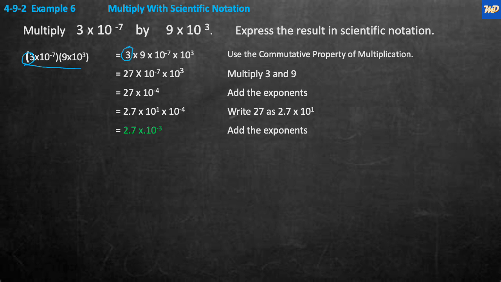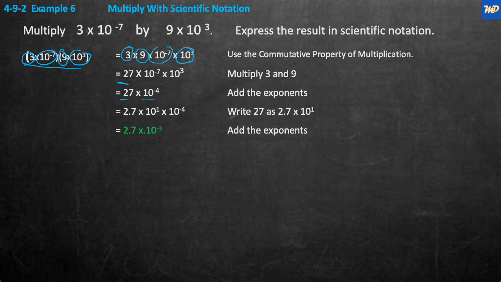And times 9, well, we jumped over here because multiplication you can do in any order you want. So we grab the 9 right out of here, put the 9 here, and then we've got the times 10 to the minus 7. Here's 10 to the minus 7 right here, and here's 10 to the third right here. So we put them in our own order. So we got 3 times 9 is 27, and then 10 to the minus 7 times 10 cubed. You add the exponents, so it's minus 7 plus 3 is minus 4. So it's 27 times 10 to the minus 4.